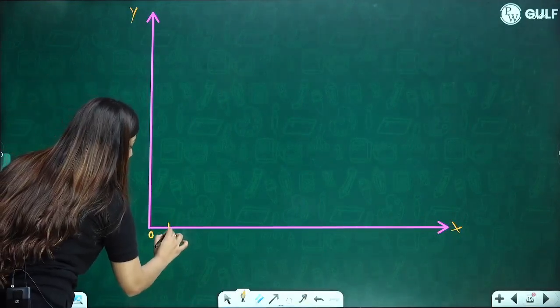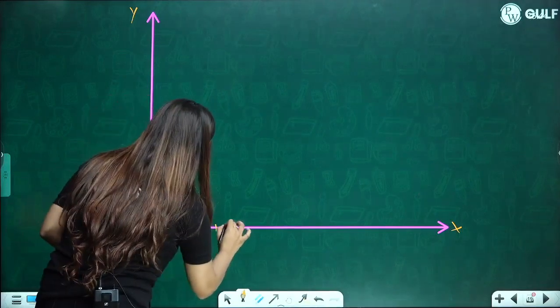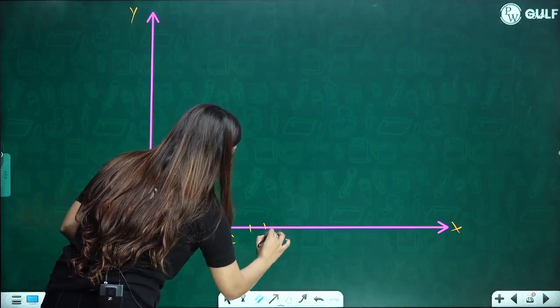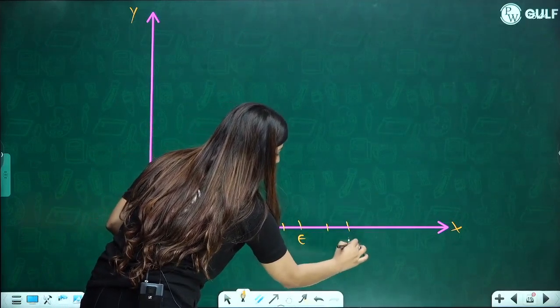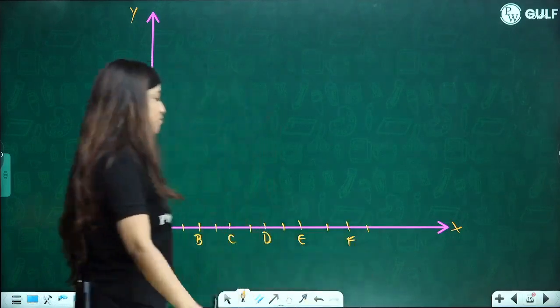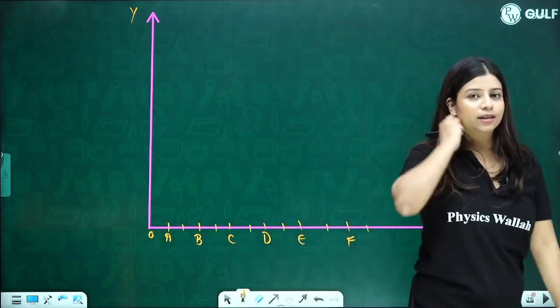Let this be for party A. Let this be for party B. Let this be for party C, party D, party E and party F, right? So with a gap between them, we have just plotted the parties.